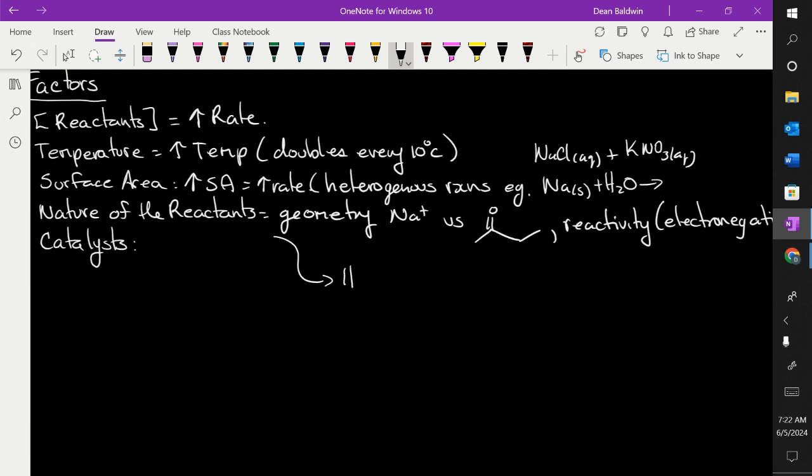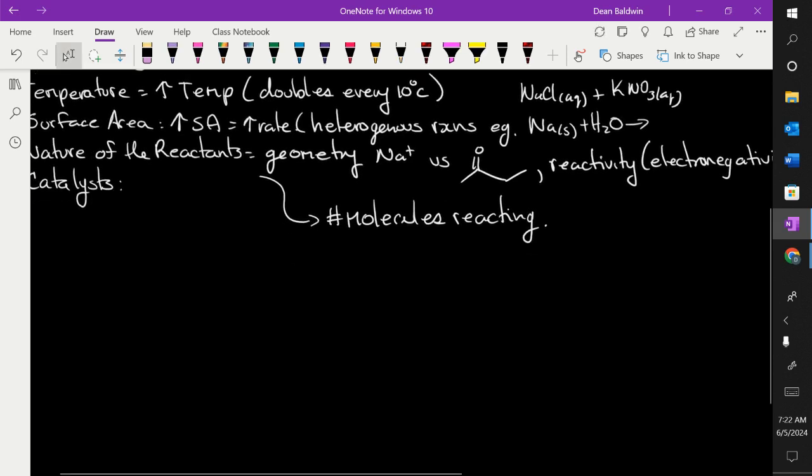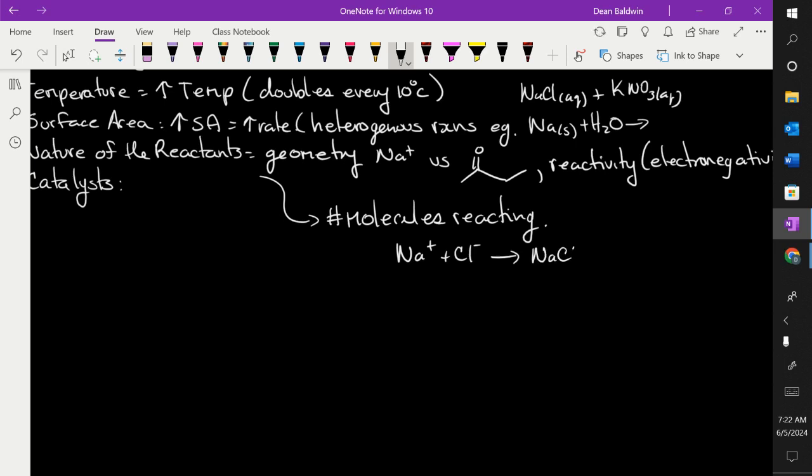Number of molecules reacting. So for example, sodium and Cl, 2 atoms, pretty straightforward. Whereas if it's silver plus 2 chlorine molecules, that's 3 molecules that have to come together in proper orientation. So it's a little more difficult. Okay.